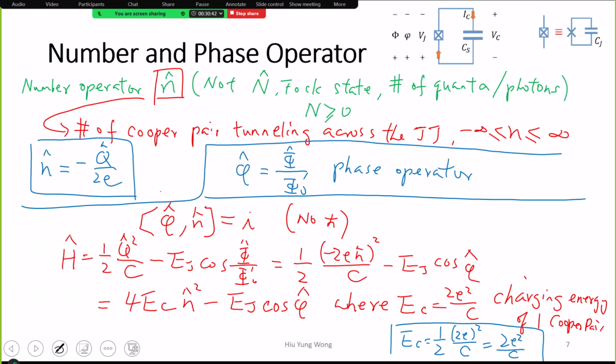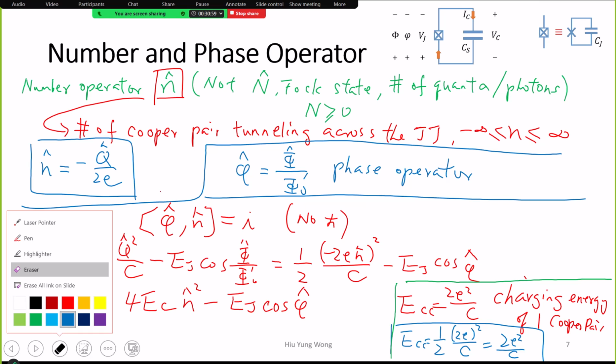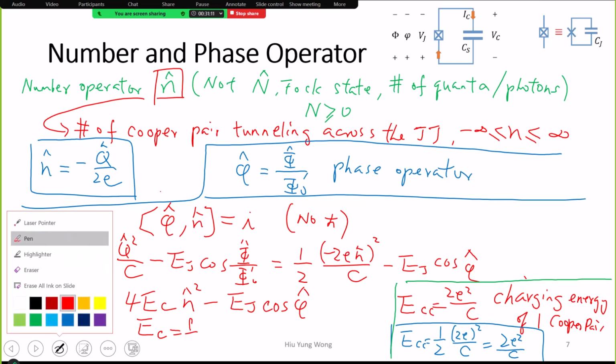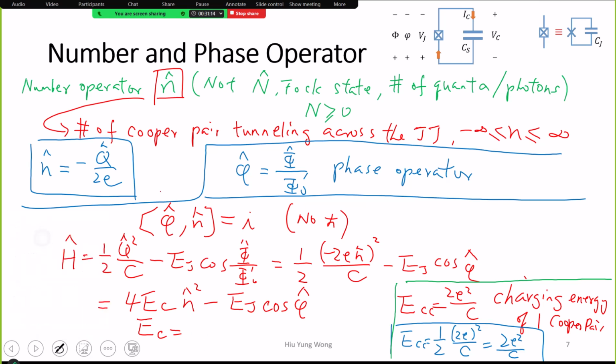Okay, my cheat sheet is messy. This part is correct. So I also want to change a little bit. I call it ECC. A lot of confusion, so it will be clear after I make it clear again, right? So what is the EC here? EC is actually the charging energy of one electron. So it will be half: e squared divided by 2C. The charging energy of one electron.